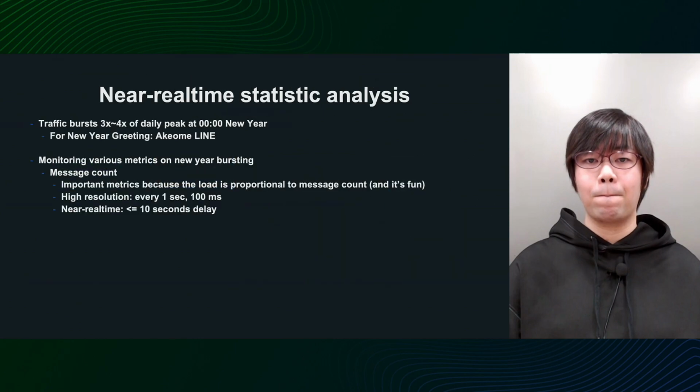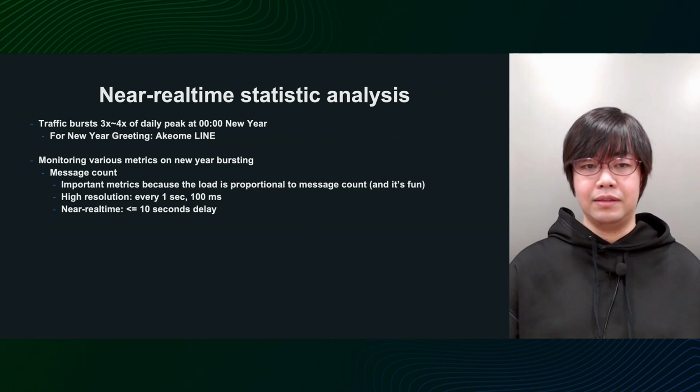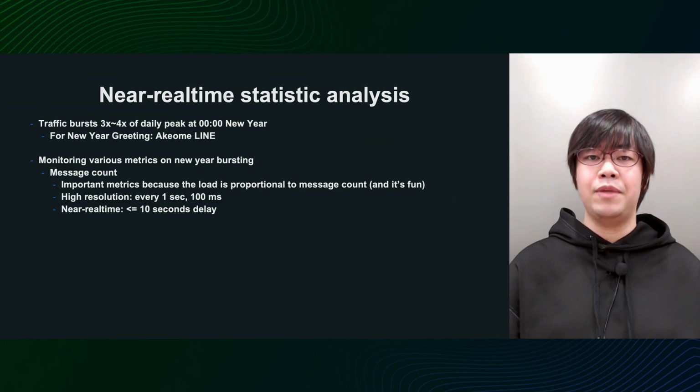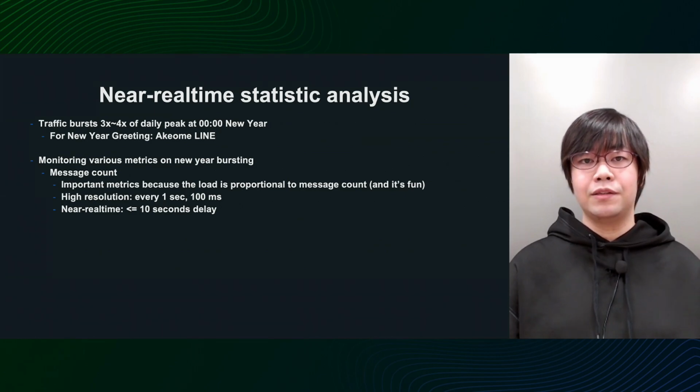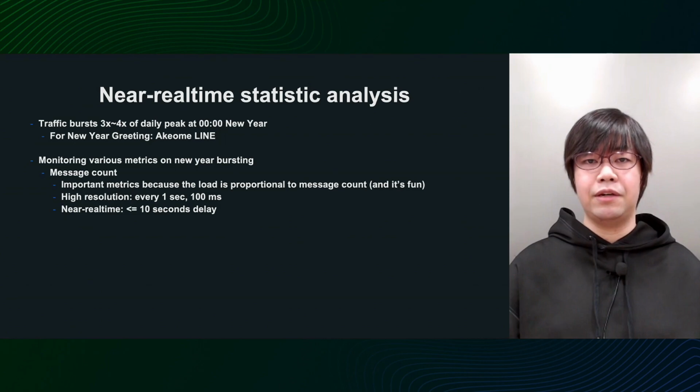changes in user settings. The third use case is for near real-time statistical analysis. There are times of the year when LINE bursts with 3 to 4 times the number of requests at the daily peak. This is the midnight of the new year. In Japan, it is known as the New Year's rush, since everyone sends Happy New Year messages causing bursts of requests at this time of the year.